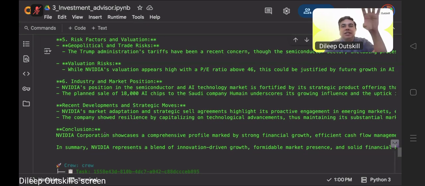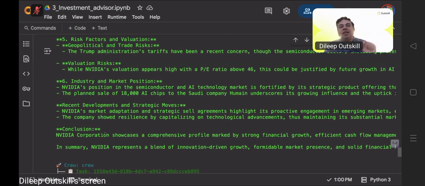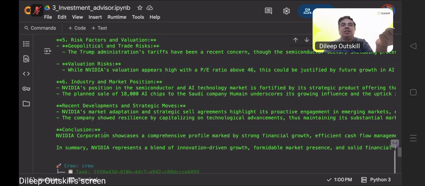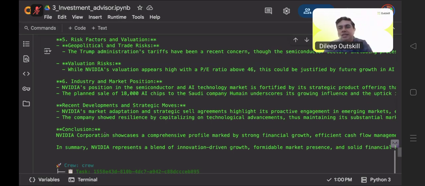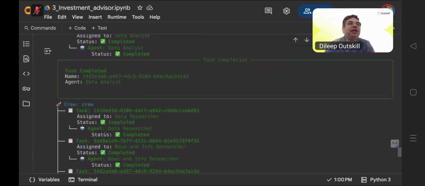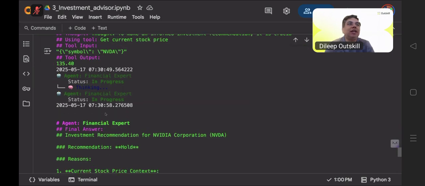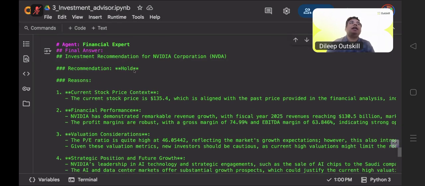Okay, now this is all the analysis my analyst has given. Now my recommender agent will work on the analyst's output and then try to decide whether to buy, sell, or hold the given stock. Then I am going to go into the financial expert. It has gotten the current stock price, and the recommendation is to hold. And what are the reasons?